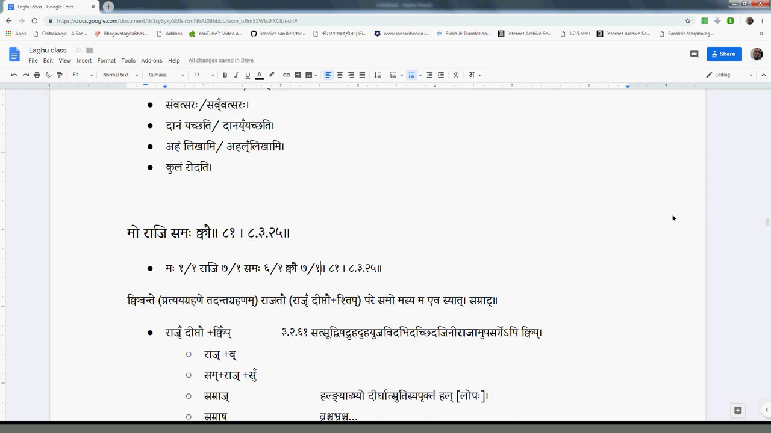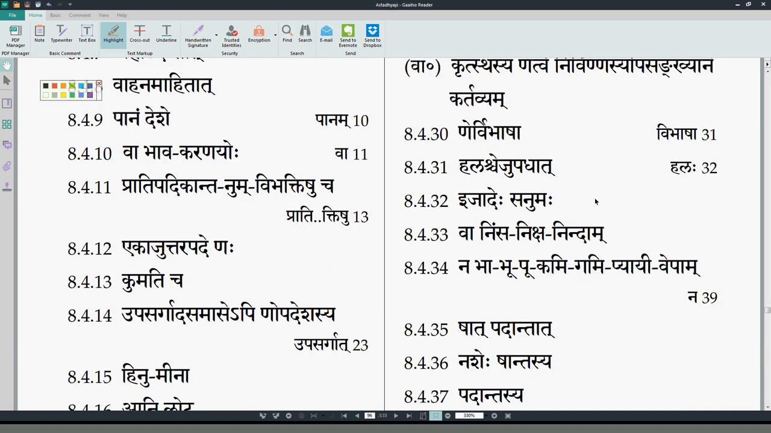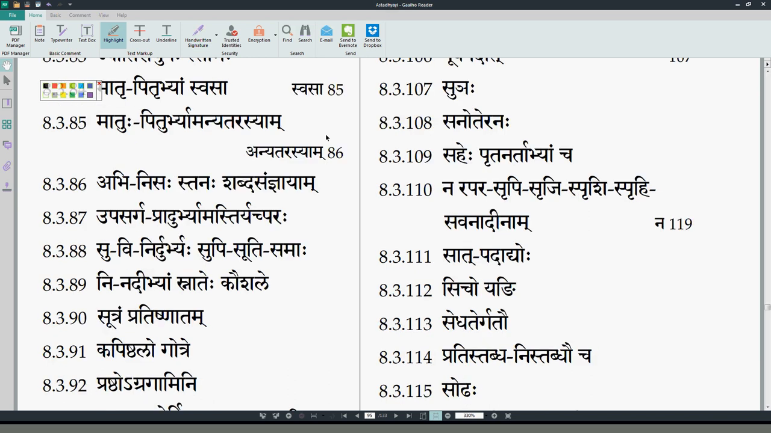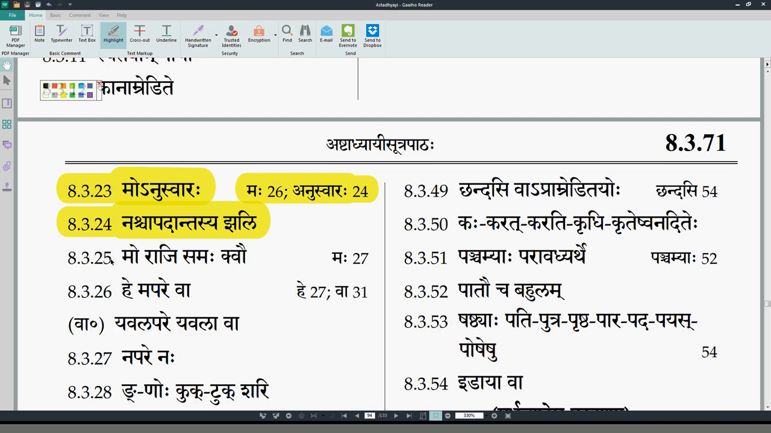I'll come to this, but look at 8325. In the sutra 8325 we have seen monuswaraha, then naschapadantasya jhali, then muraji samakvau. In this sutra there is an anuvritti of this maha, from monuswara, where maha was shashti ekavachana, makarasya anuswaraha. So maha is makarasya in here. In the 25th sutra also it will have anuvritti. From this sutra it goes to 26. Here also, hema pare va. So in anuvritti this maha is also there, and this maha is also there. This maha is makarasya shashti ekavachana. This maha is prathama ekavachana. And the akara in maha is uchcharanartha.